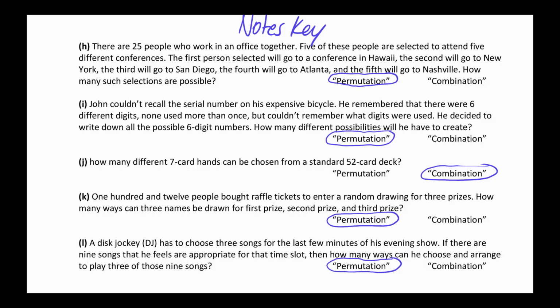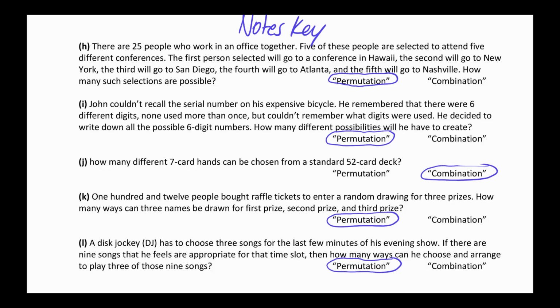It matters a lot. I, John couldn't recall the serial number on his expensive bicycle. He remembered that there were 6 different digits, none of them used more than once, but he couldn't remember what digits were used. So he decided to write down all the possible 6-digit numbers. How many different possibilities will he have to create? Just in case you are actually curious, it is 151,200 different combinations, so he might be there for a while. But this is a permutation because switching the order of 2 numbers changes it. It's a unique ID number.